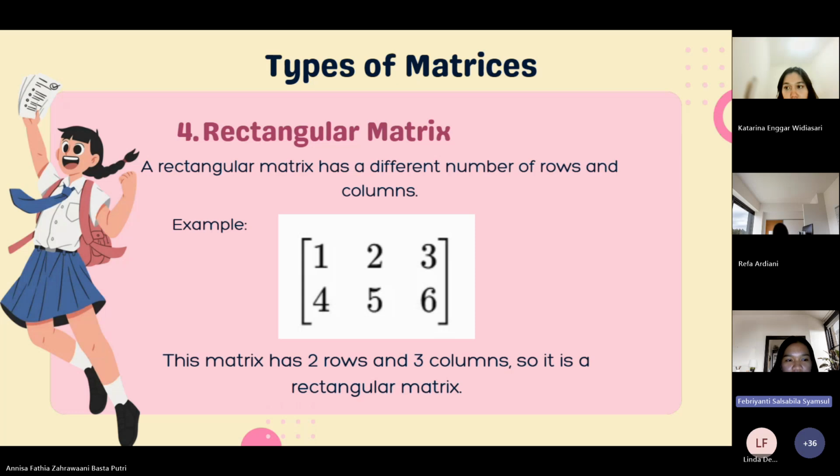Next, we have the rectangular matrix. Unlike a square matrix, a rectangular matrix has a different number of rows and columns. In this example, the matrix has 2 rows and 3 columns, making it a rectangular matrix.